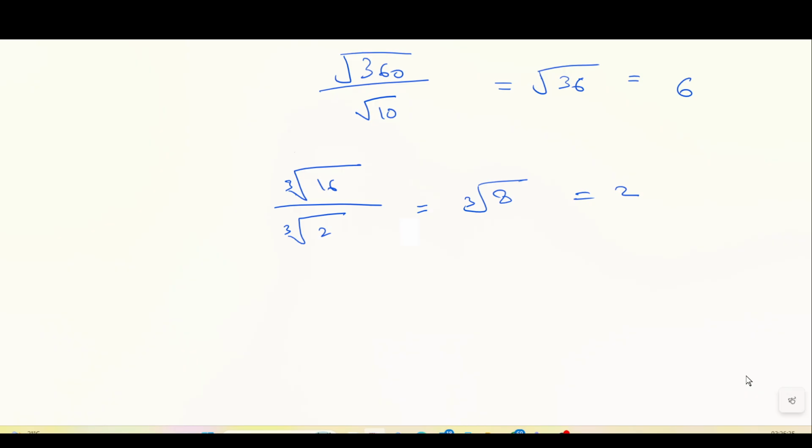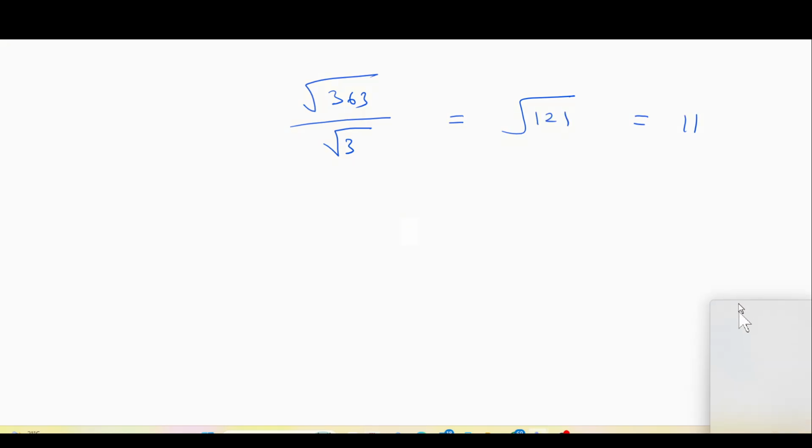Then square root of 363 over square root of 3. Square root of 121. Yes, which is 11. Very good. Is this clear?